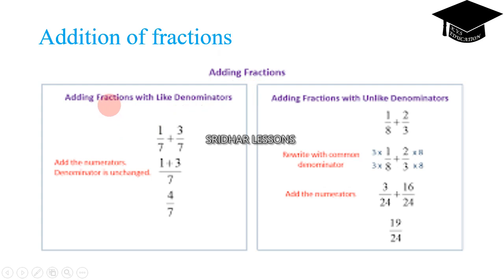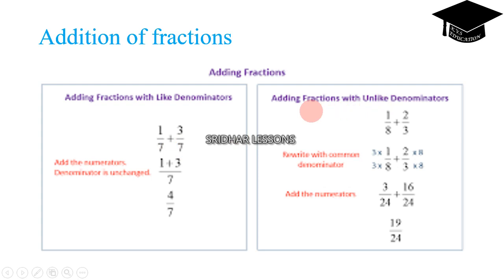For example, for fractions with like denominators, we will directly add them as 1 by 7 plus 3 by 7, because the denominators are equal. We can make it as 1 plus 3 by 7, which equals 4 by 7. If the denominator is the same, we can simply add the numerators, and the denominator value will not be changed, that is, unchanged.